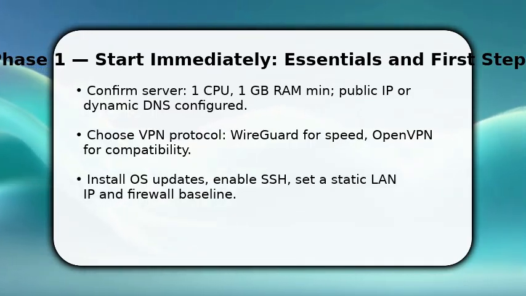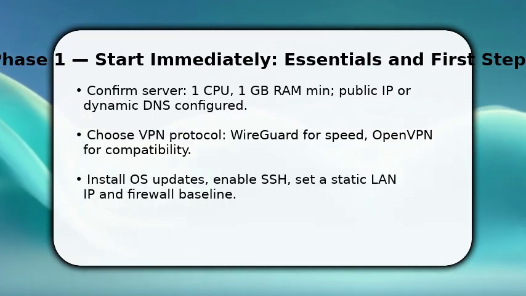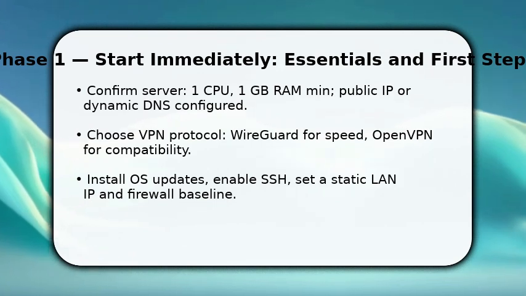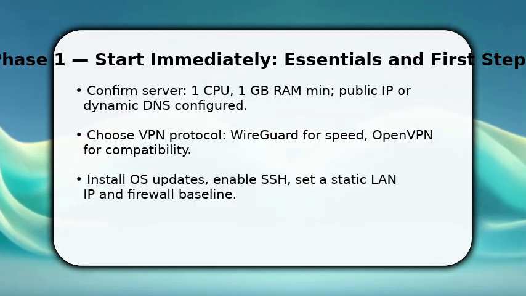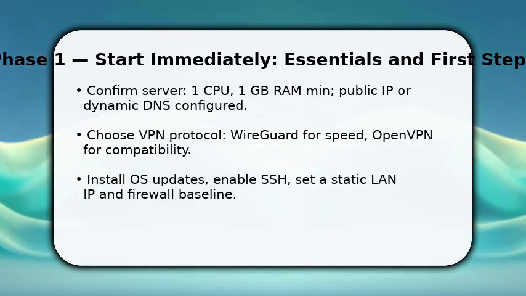Make sure the box has a reachable public IP or configure dynamic DNS. Finally, open or forward UDP/TCP ports on your gateway to allow incoming VPN connections. This is the first actionable network step.